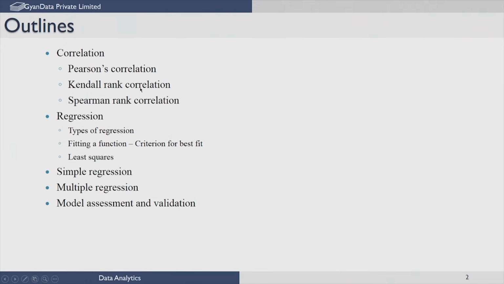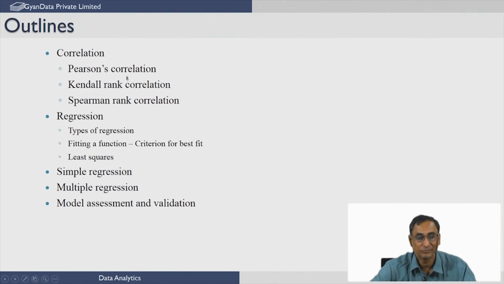So, let us start with some basic concepts. We are going to introduce the notion of correlation, different types of correlation coefficients that have been defined in the literature, and what they are useful for. This is a preliminary check you can do before you start building models.